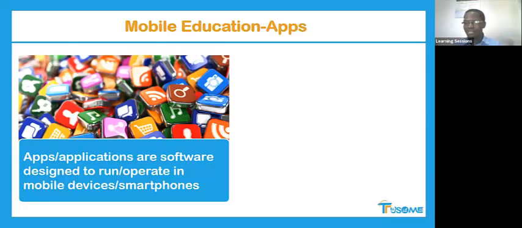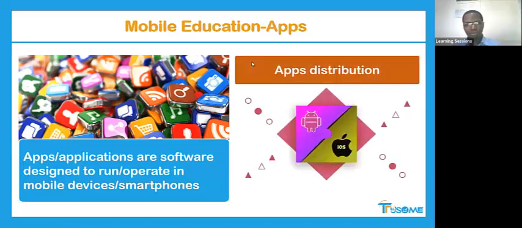But basically they are just software, used for these small devices like phones. And when we go deeper into mobile apps, we have a majority of distributions, but the famous distributions are Android and iOS. So the majority of the apps are available to users of Android phones and iOS phones. These are the two systems where most applications are.